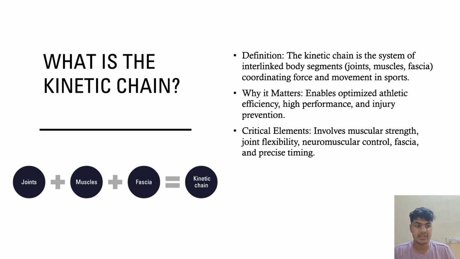So the critical elements involve muscular strength, joint flexibility, neuromuscular control, fascia, and precision and timing. As we saw before, to create a good amount of force or an action, we need muscular strength. The muscle should be able to produce the strength first of all. Second, joint flexibility: the full range of motion of that joint should be achievable. If you are trying to throw the ball but are not able to lift the hand itself, there is a restriction in the joint. Obviously, it will reduce the force.